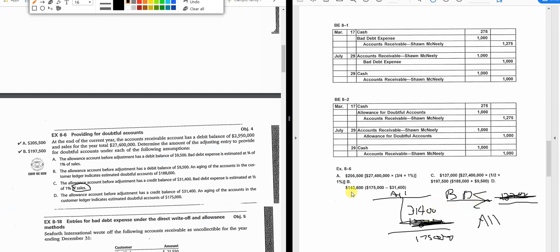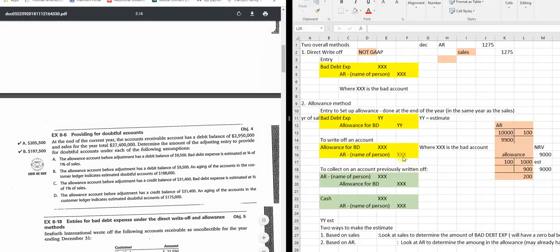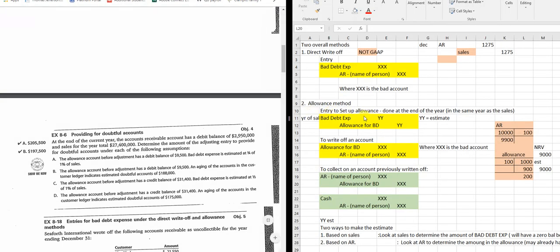It's right there. D, 143,600. All right. So that's that one. Again, in all these journal entries, I'm setting up the allowance. So every single one of these four has a debit to bad debt expense and a credit to the allowance. Just the amount changes depending on whether it's the sales method.